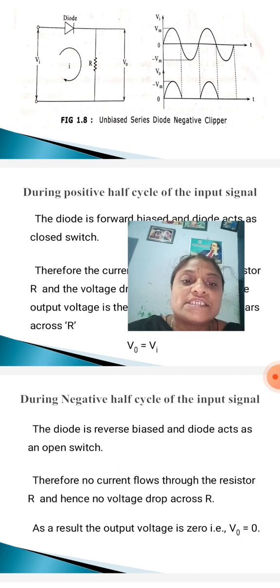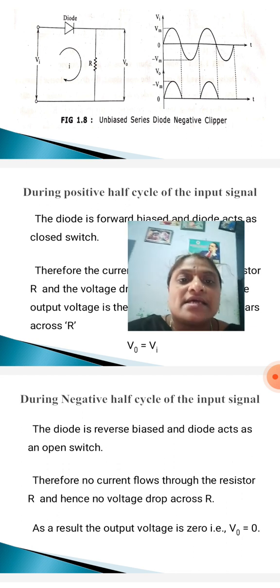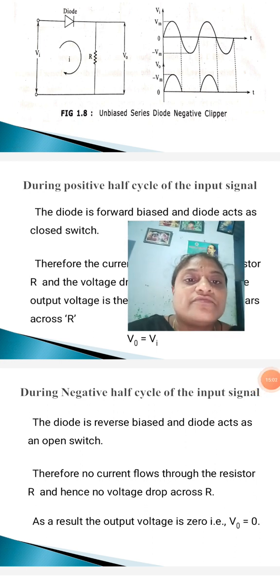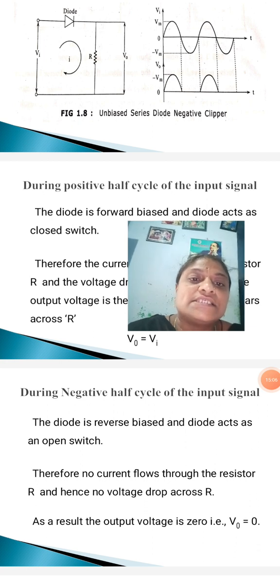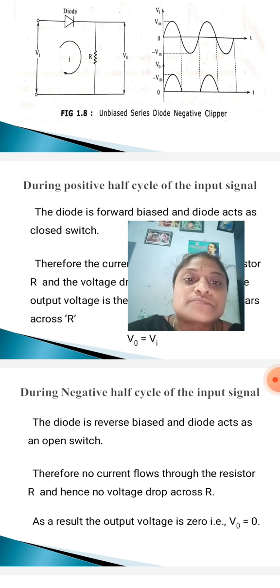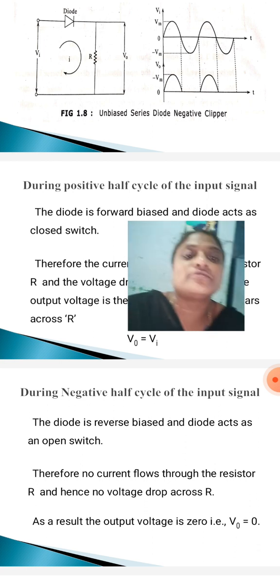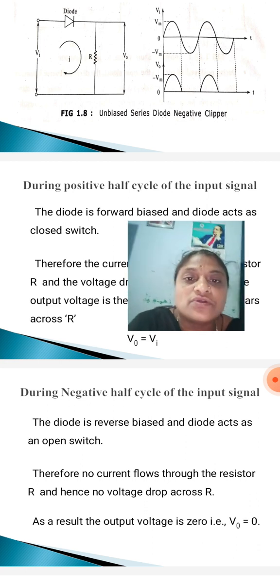Hence, no voltage drop across the resistor. That's why the output is 0. There is no output formed. As a result, the output voltage is 0. Therefore, in this case, the negative half cycle is clipped off. That is, the output voltage is equal to 0 volts.